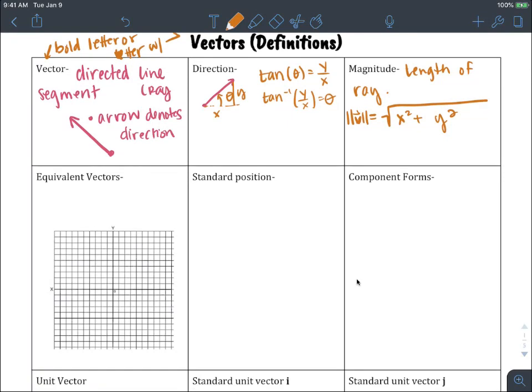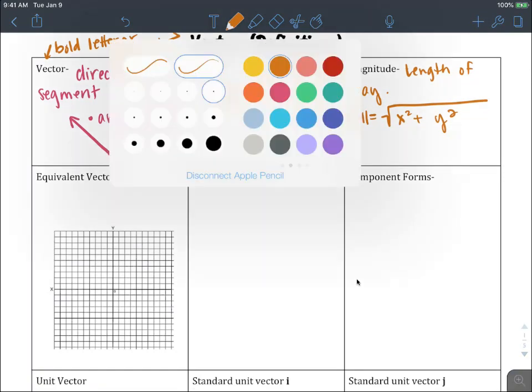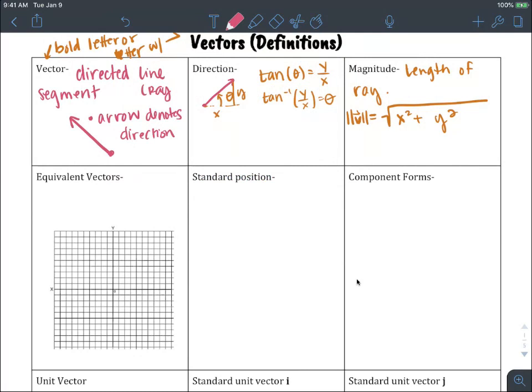Let's talk about standard position. So the standard position for a vector is right at the origin. So if I draw my vector with the starting point at the origin, that's standard position.